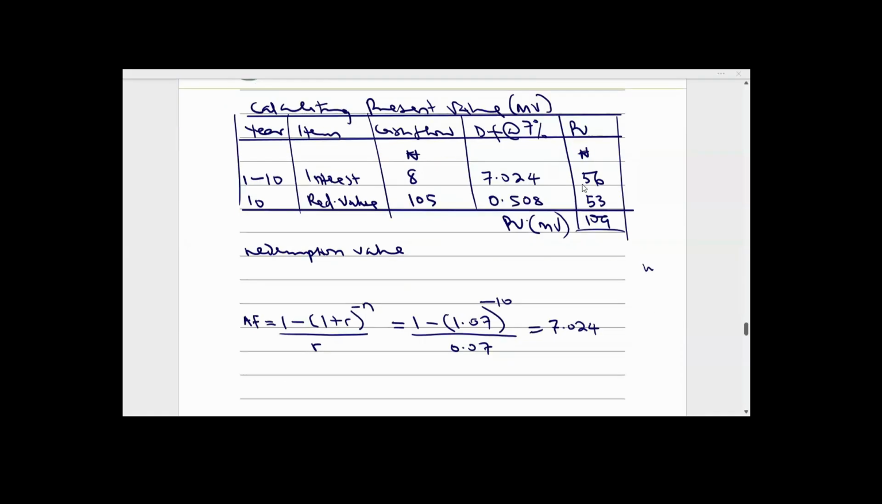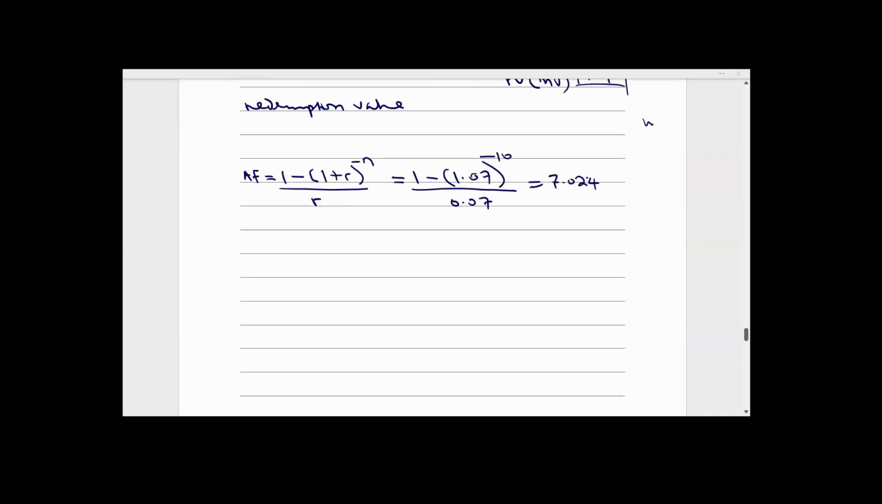That's the discount factor. Discount factor, as you know, is calculated as 1 plus R raised to the power minus N. R in this case is the yield of 7%. Therefore, 1.07 raised to the power minus 10, where N is 10 years. You are going to get 0.508.